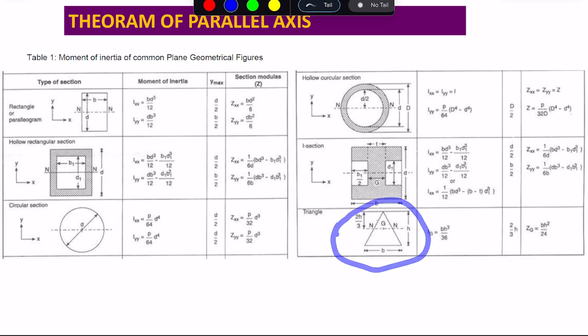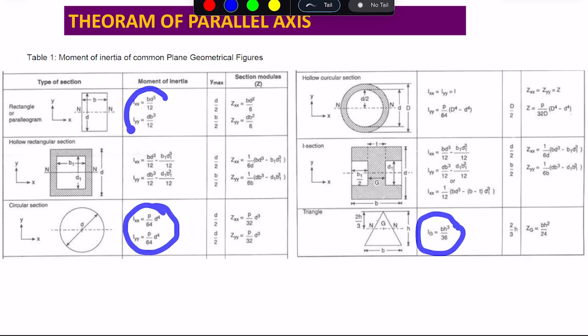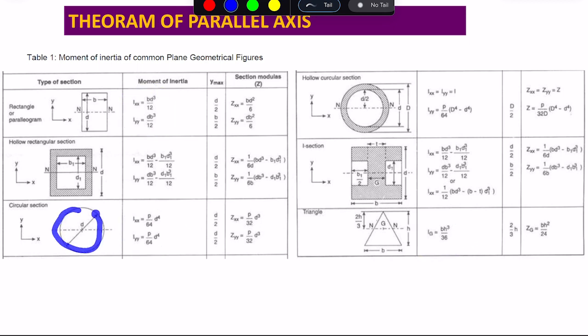And for triangle, the inertia at the center of gravity, meaning betul-betul dekat tengah ni, will be BH power of 3 divided with 36. So all this formula yang critical yang you kena hafal adalah ini ya. Sebab yang lain-lain adalah mostly adalah application. But based on shapes, the rectangle, the circle and the triangle that you have to memorize.